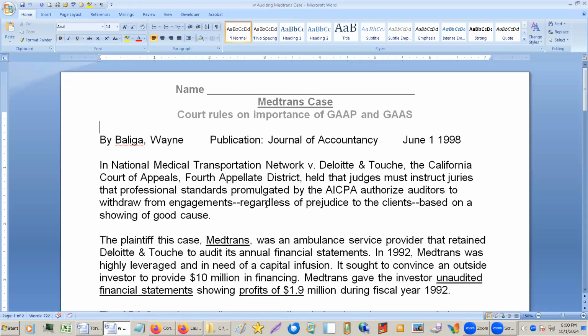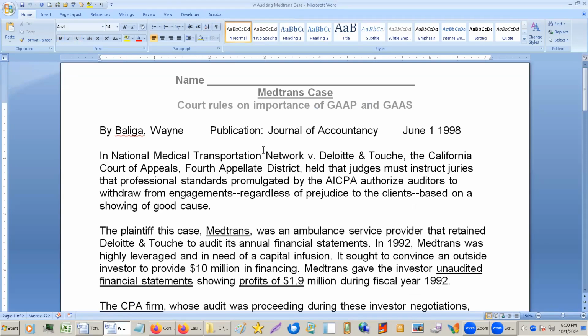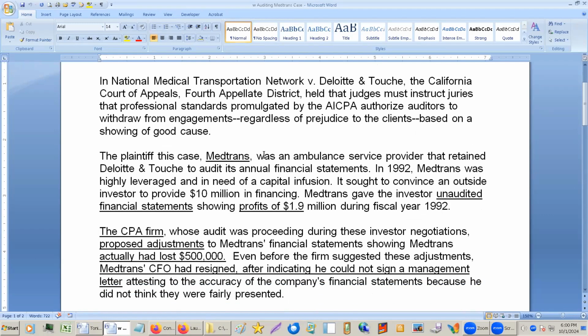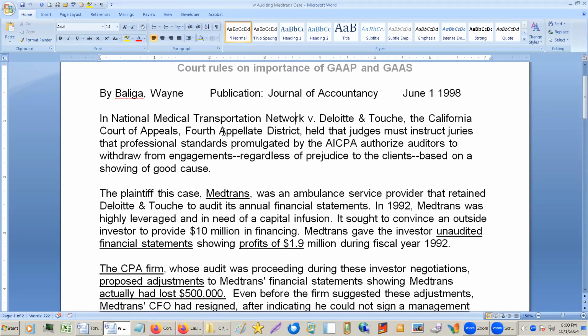And this is a very important case, and I'll let you guys go ahead and read through it. You guys can see it, but it leads into what we're going to do today.